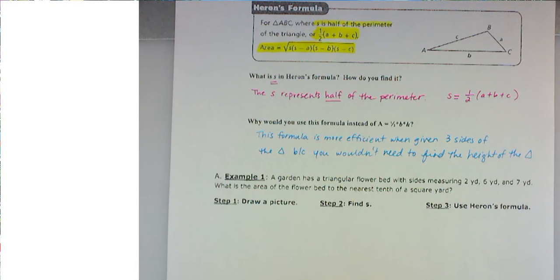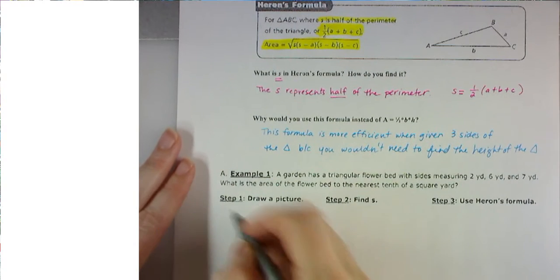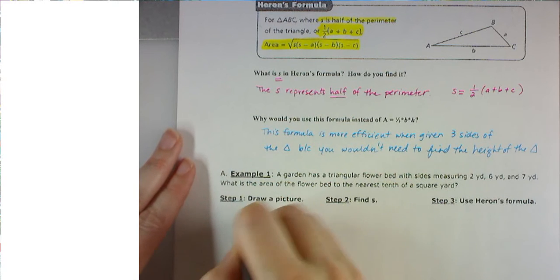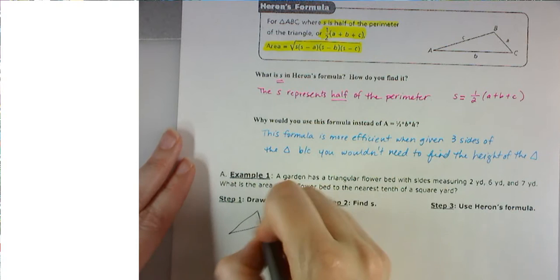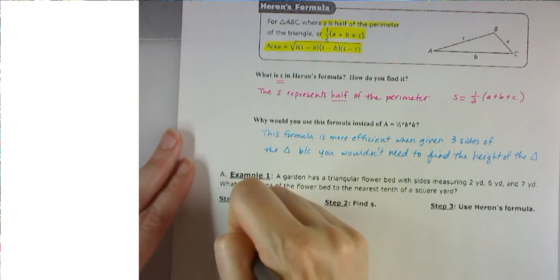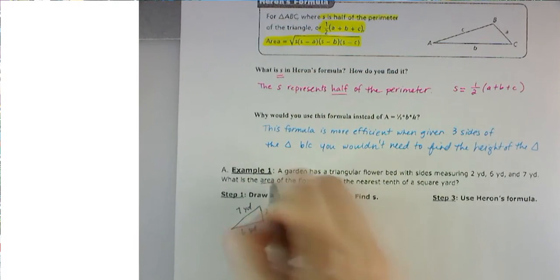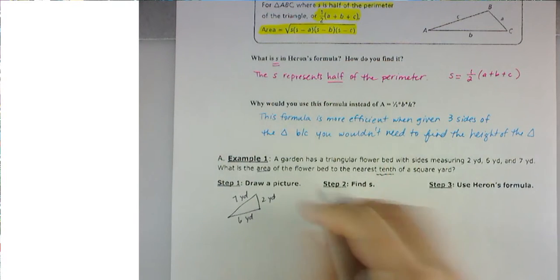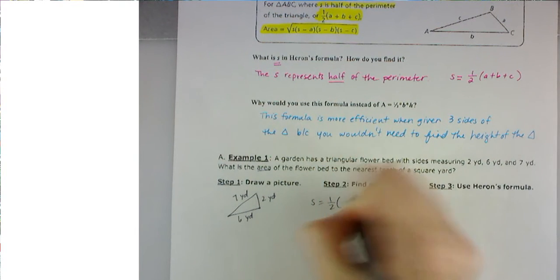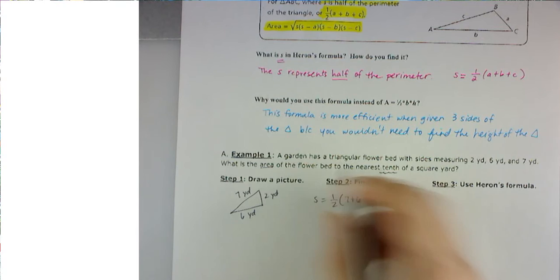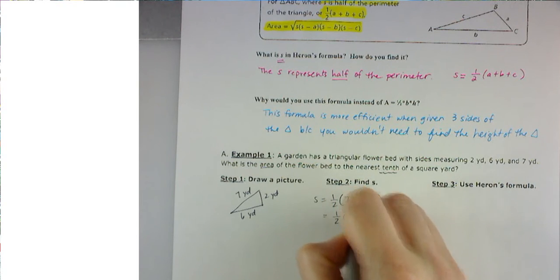So in our first example, we are given that a flower bed has these side lengths, so we're gonna draw a picture. Okay, so you have 2 yards, 6 yards, 7 yards. What is the area of the flower bed to the nearest 1/10 of a square yard? So to find s, you would just do 1/2 of 7 plus 6 plus 2. So 7 plus 6 is 13. 13 plus 2 is 15. Half of 15 is going to be 7.5. So that is your value for s.